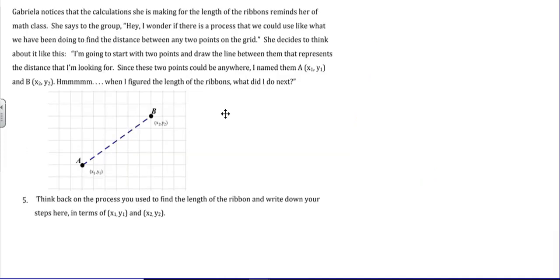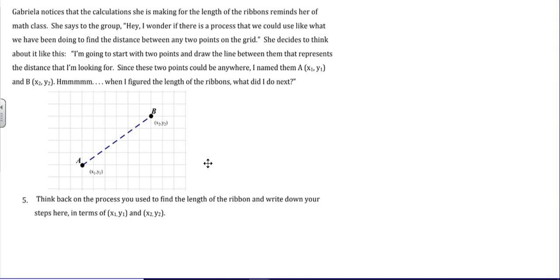So Gabriella notices that the calculation she is making for the length of the ribbon reminds her of math class. She says to the group, "Hey, I wonder if there's a process that we could use like what we've been doing to find the distance between any 2 points on the grid." She decides to think about it like this. I'm going to start with 2 points and draw the line between them that represents the distance that I'm looking for. Since these 2 points could be anywhere, I name them A, x sub 1, y sub 1, and B, x sub 2, y sub 2.